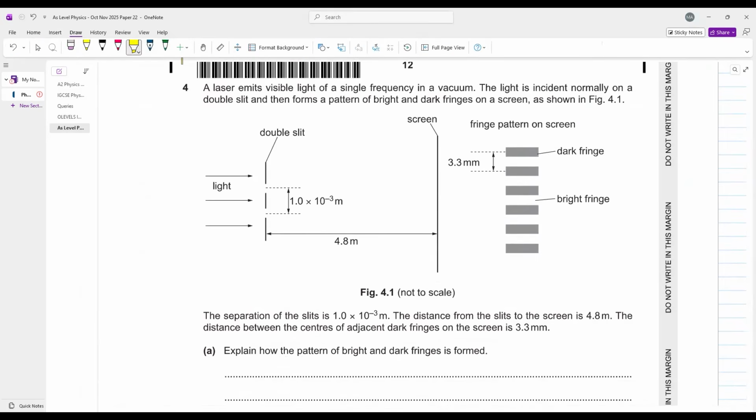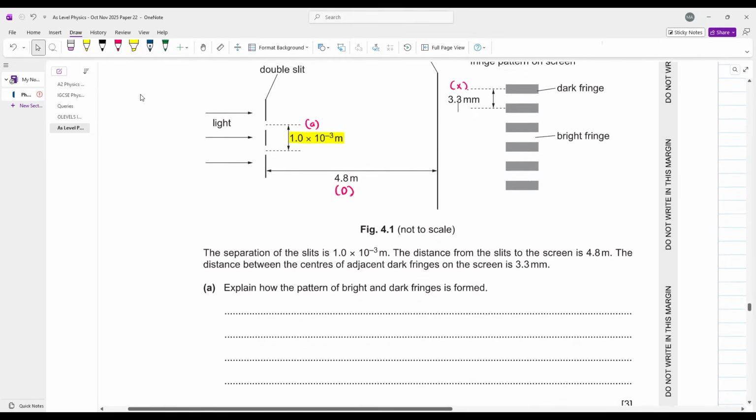A laser beam emits light of a single frequency in a vacuum. The light is incident normally on a double slit and then forms a pattern of bright and dark fringes on the screen as shown in figure 4.1. This is your slit separation, A. This is your value of capital D. The distance between two dark fringes is 3.3. This is your value of X, 3.3 millimeter. Everything is written on the board.